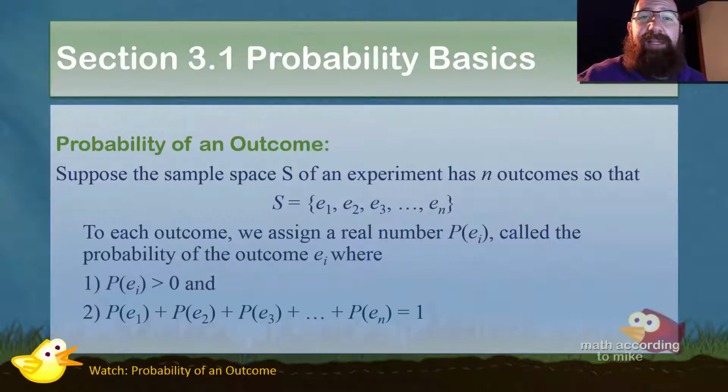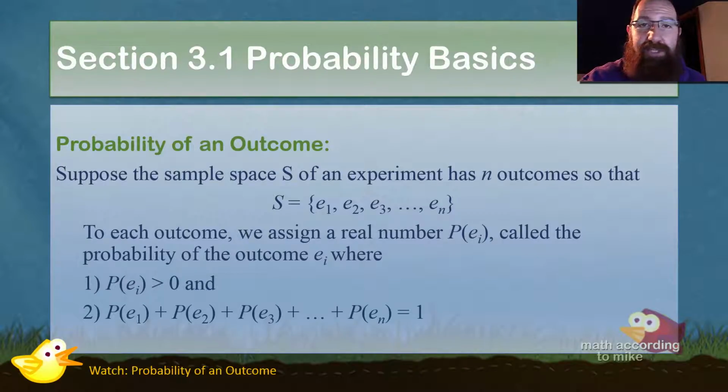So now let's talk about this magical thing called a probability. You probably already have an inkling of what a probability is. A probability is a number, generally represented as a fraction, a decimal, or a percent. You should write that down. Now, here's how a probability is defined.